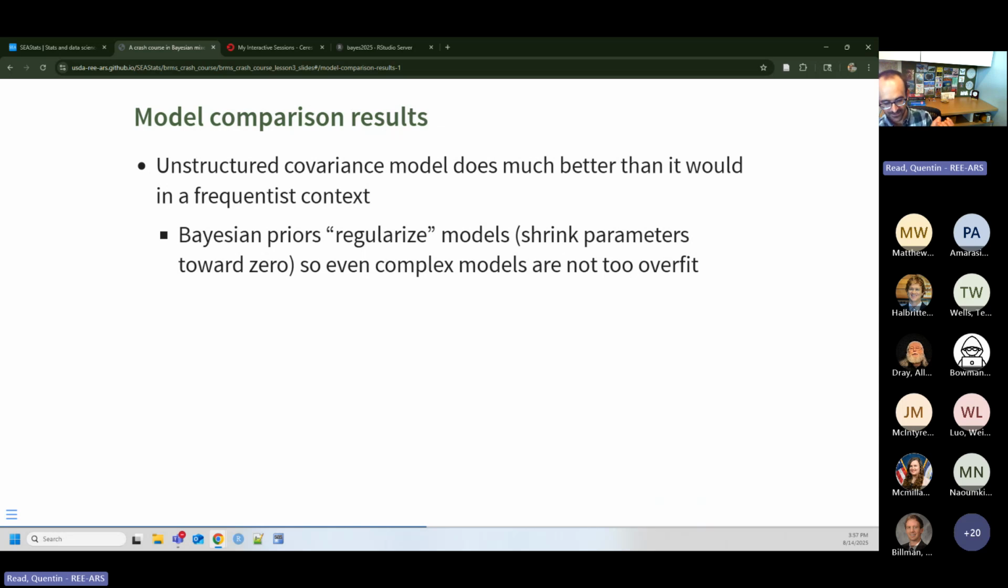I tried to fit these same models in frequentist and could not get the unstructured one to converge at all. That's because Bayesian can handle models with a lot of parameters better, because it's putting in that regularization and not overfitting even when you have a lot of parameters, which is kind of cool.